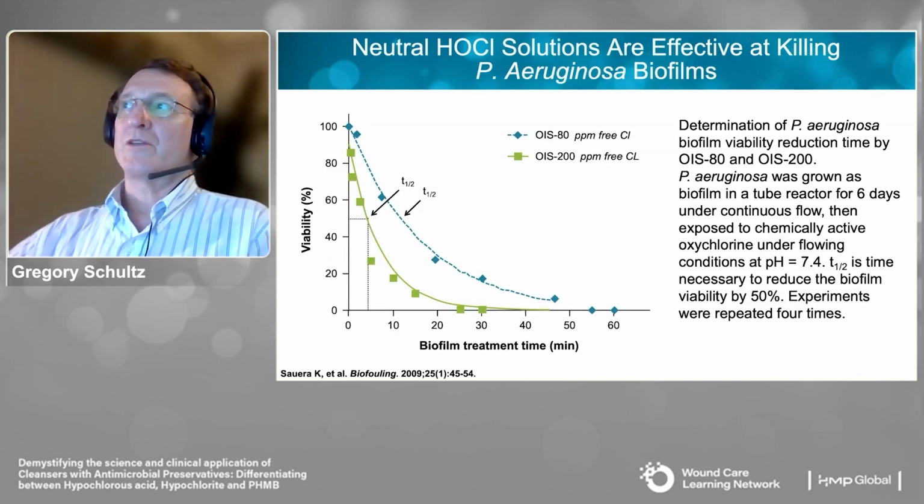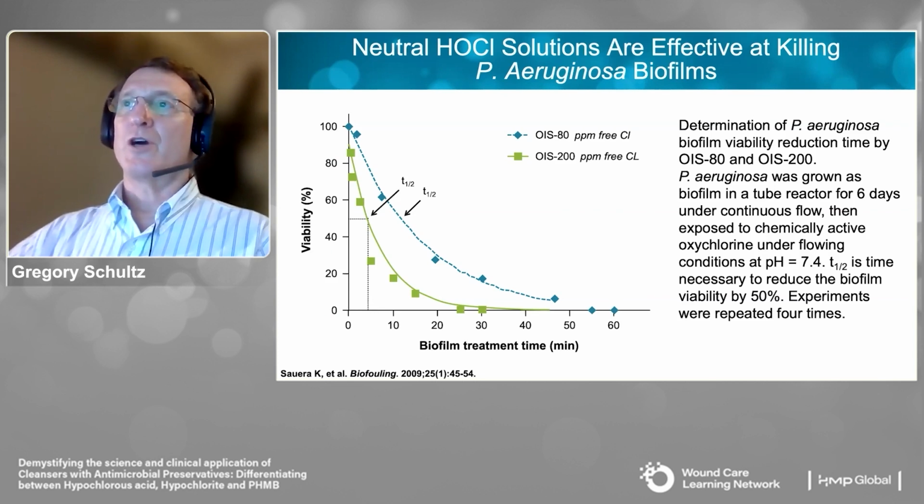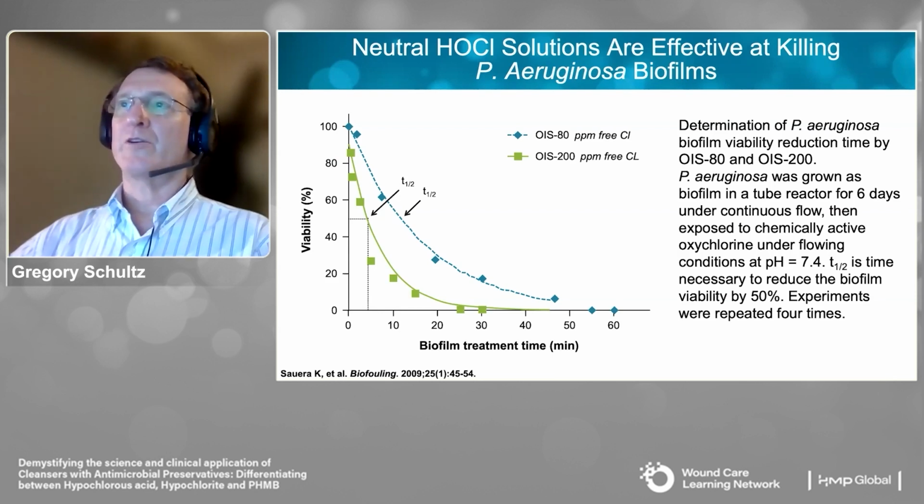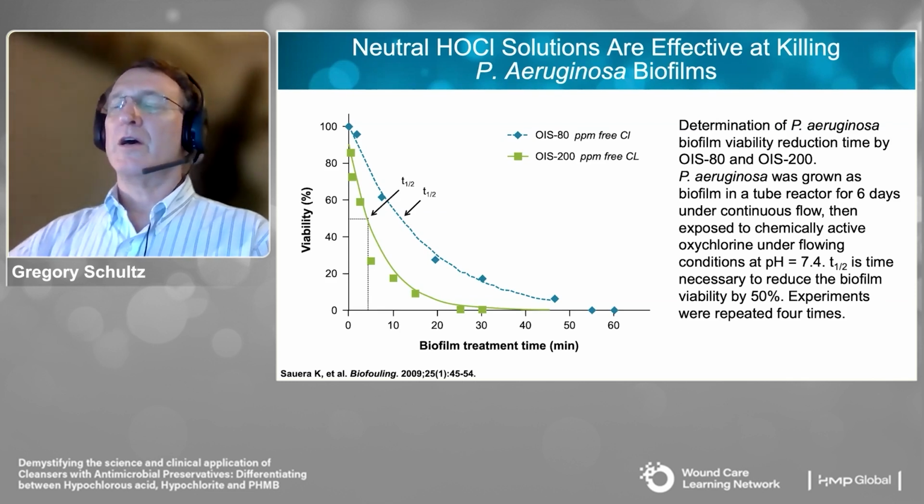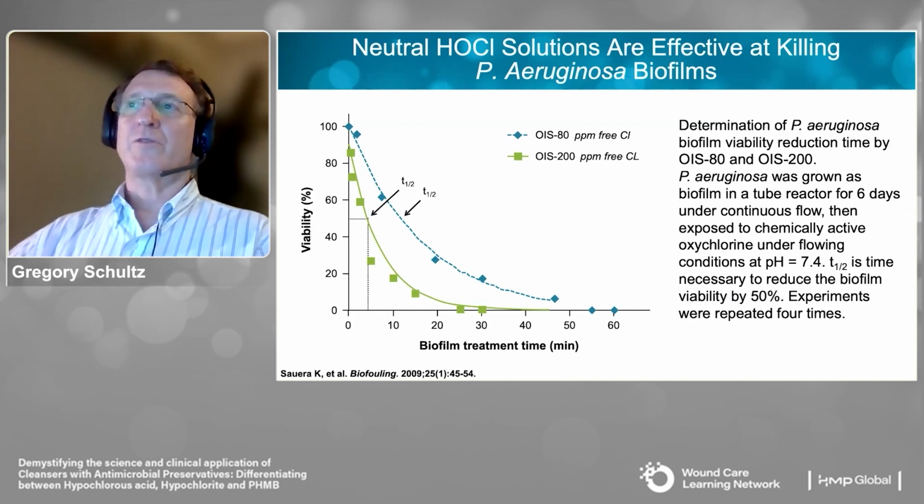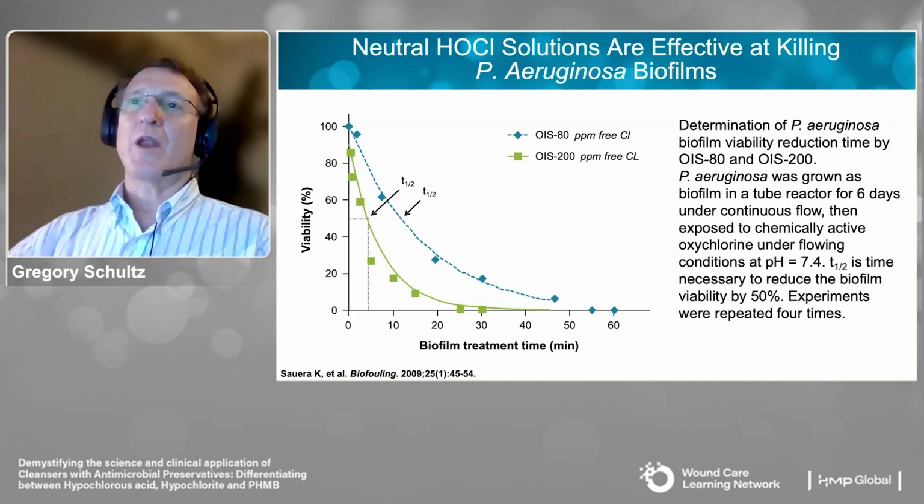Well, what about its effects on biofilm? These types of laboratory data show that even a Pseudomonas biofilm grown in the lab in a tube reactor can be very effectively killed within a matter of minutes by concentrations of the hypochlorous acid that are present, for example, in the pH-stabilized wound cleansing solutions.